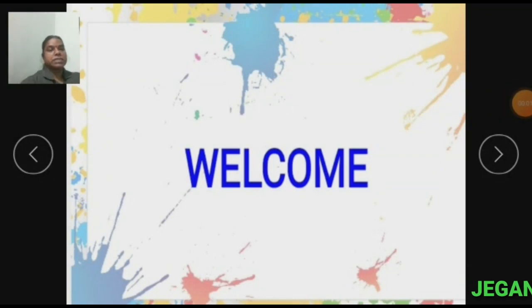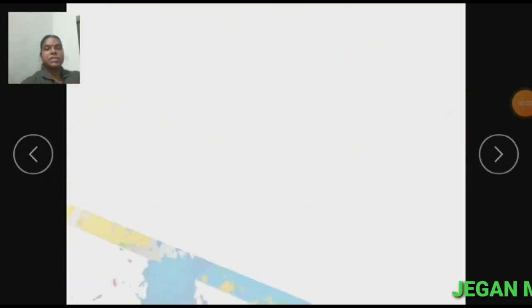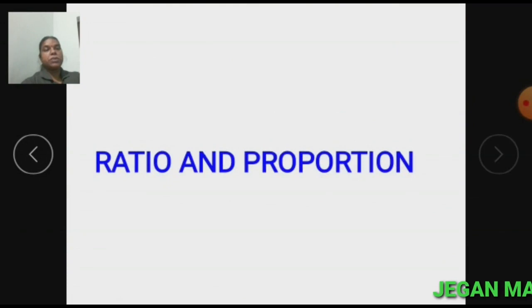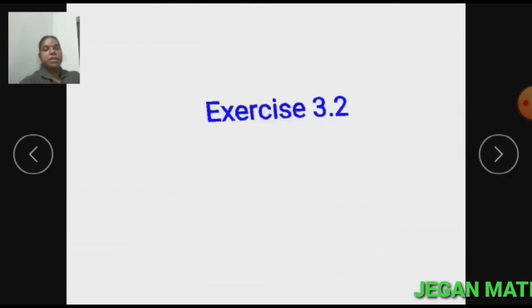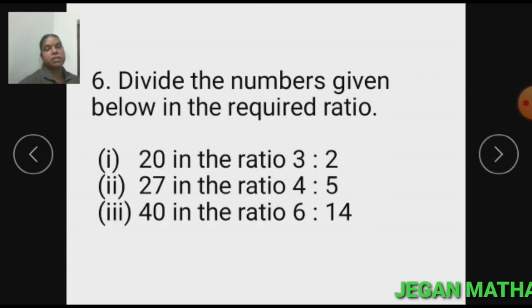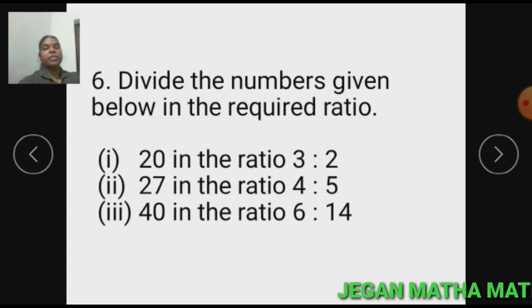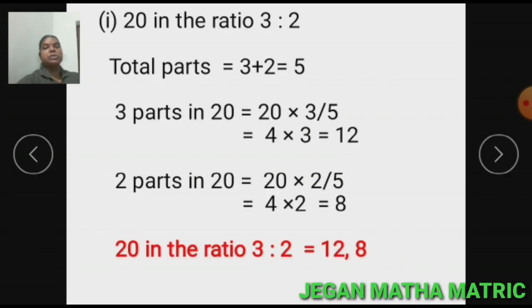Welcome to Max class. This is the continuation class of exercise 3.2 in the chapter Ratio and Proportion. Question number 6. Divide the numbers given below in the required ratio. Subdivision 1. 20 in the ratio 3:2.